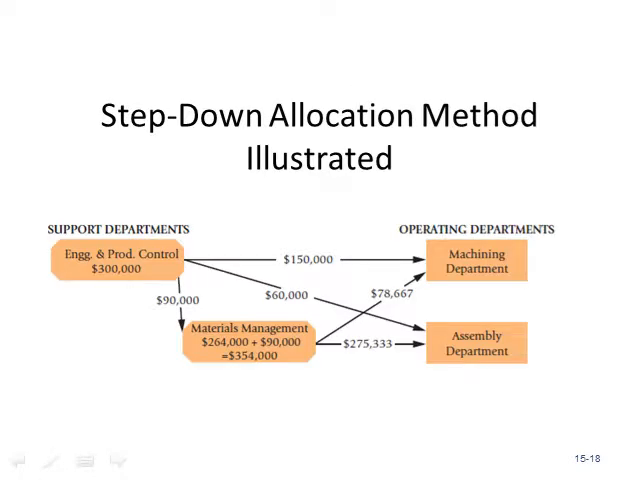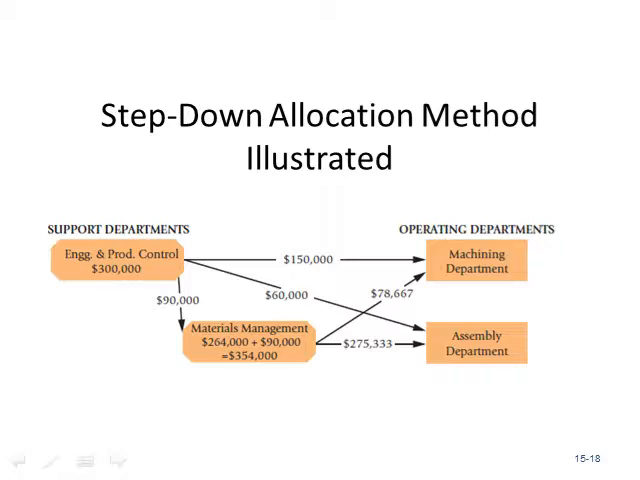So here's an illustration of how allocations will occur using the step-down method. And so you can see that we allocate the engineering and production control, and we can see from this illustration that part of those costs are going to material management, which is another support department, and a part of them are going to the operating departments and the assembly departments.